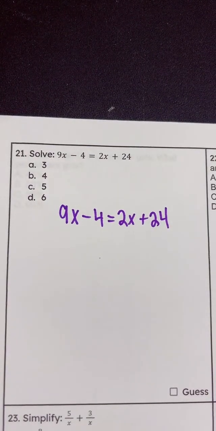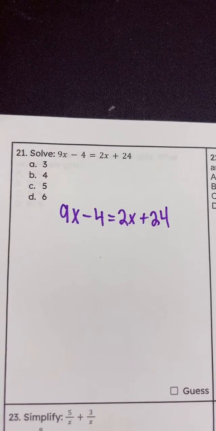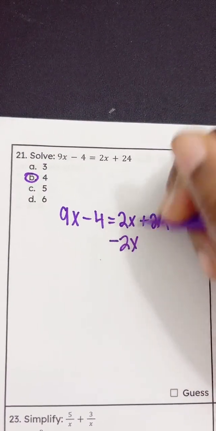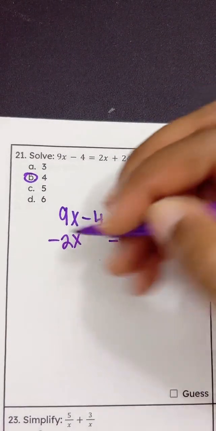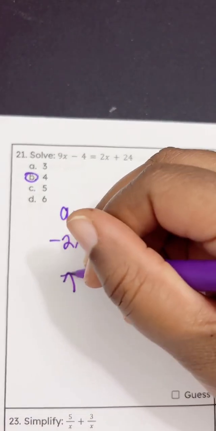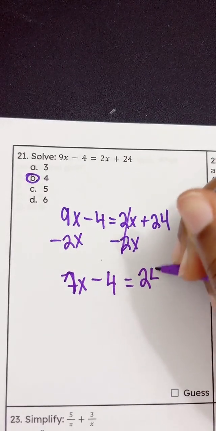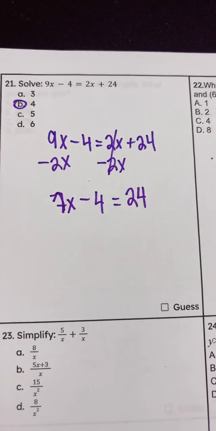Okay, let's say it said B. Subtract 2x on both sides. Good, Janice. Beautiful first step. We're going to subtract the 2x from both sides. I'm down for that. 9x minus 2x. Ooh, that's 7x. Minus 4 equals 24. All right, then what are we going to do next?